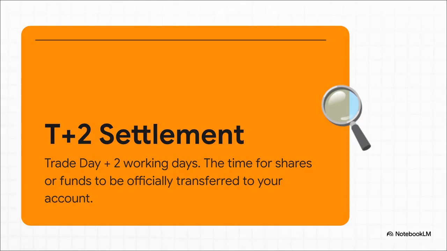So what does T+2 even mean? Well, the T just stands for trade day. That's the day you actually made the trade. And the +2 means it takes 2 more working days for everything to officially settle. So let's say you buy shares on a Monday. They won't actually be in your account under your name until Wednesday. Same if you sell on Monday. That cash won't be cleared and ready for you to use until Wednesday. It's just the standard processing time for the market.